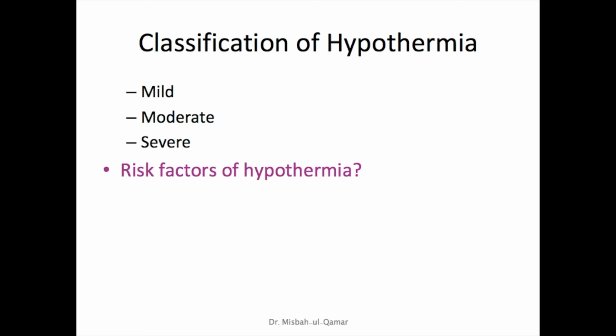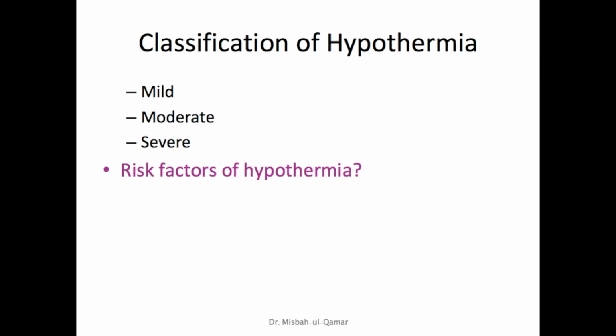Now, hypothermia can also be seen in patients of certain diseases such as myxedema, Addison's disease, or hypoglycemia. But the common features of hypothermia are shallow breathing, bradycardia, hypotension, loss of consciousness, and sometimes arrhythmias also.